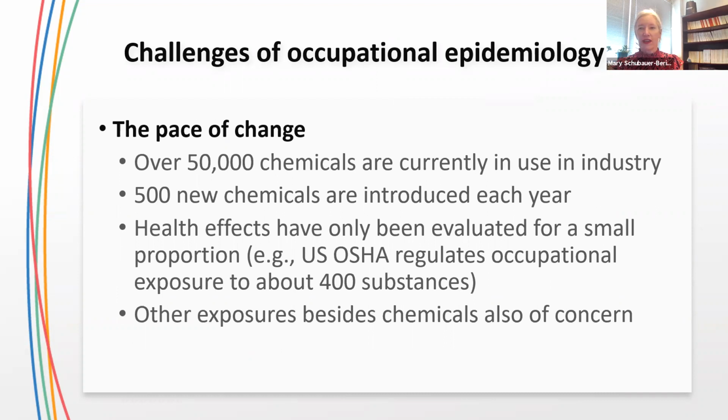There are over 50,000 chemicals currently in use in industry, with about 500 new chemicals being introduced each year. However, health effects have been studied for only a small proportion of this number. As one example, in the US, the Occupational Safety and Health Administration regulates occupational exposure to only about 400 substances. So there's clearly a lot of uncertainty out there about health effects of these many different chemicals.